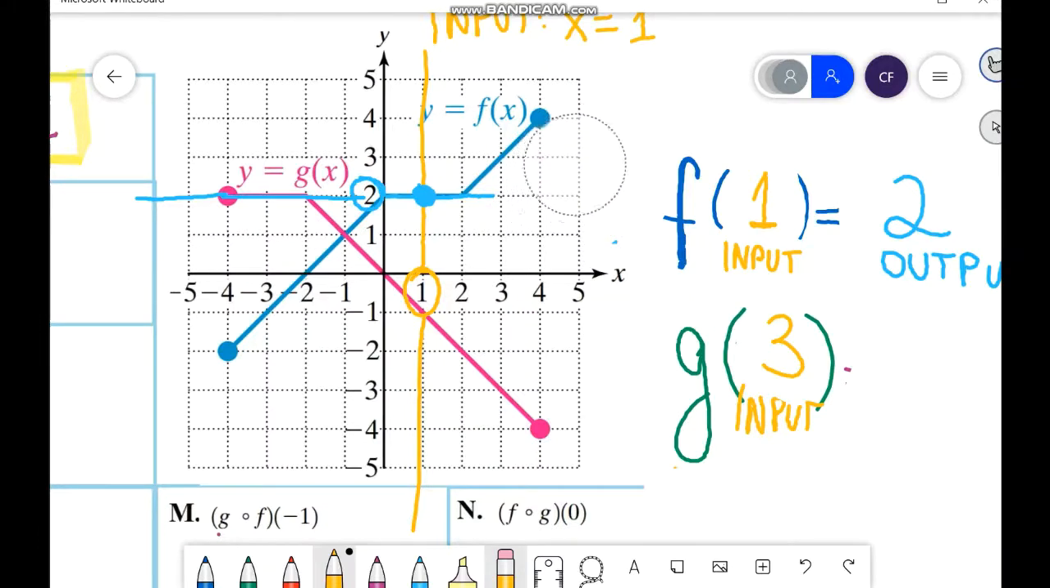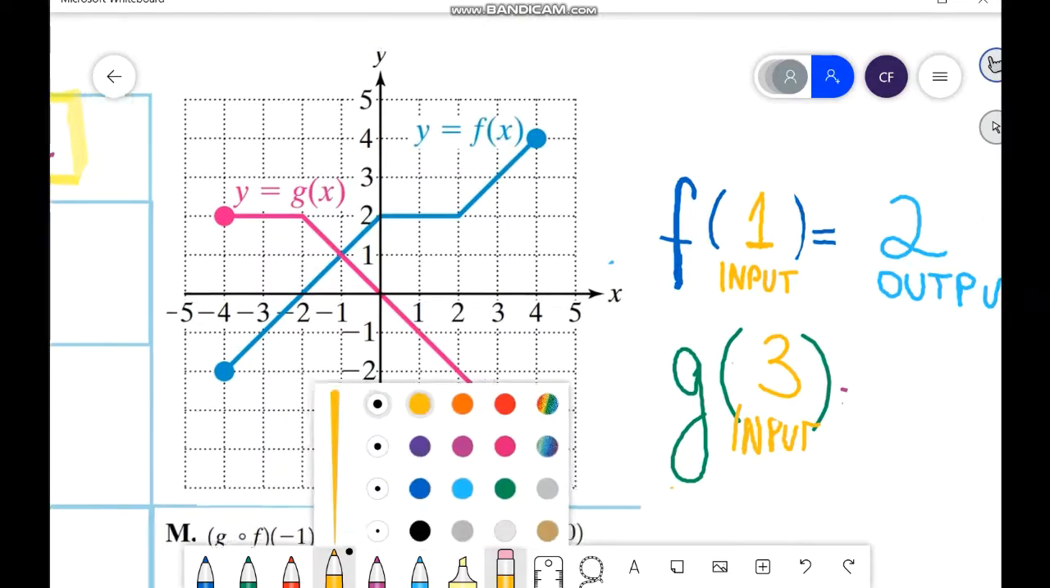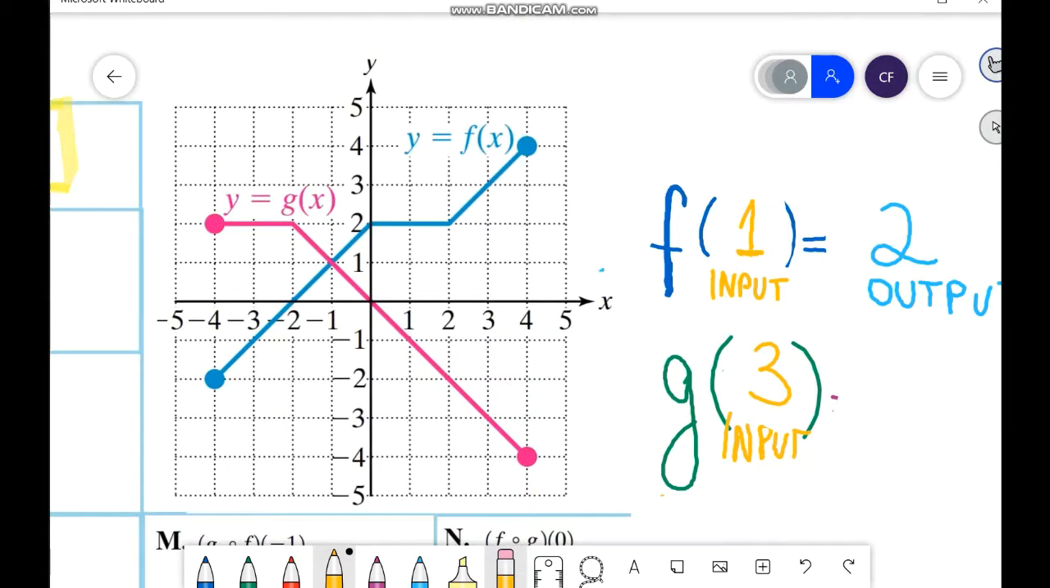Erase everything on the graph. We're going to start over with the new input. The new input is x equals 3. Find on the x-axis the number 3. Then you're going to draw a vertical line on the number 3 of the x-axis. And this is the input for x equals 3, right? x equals 3.